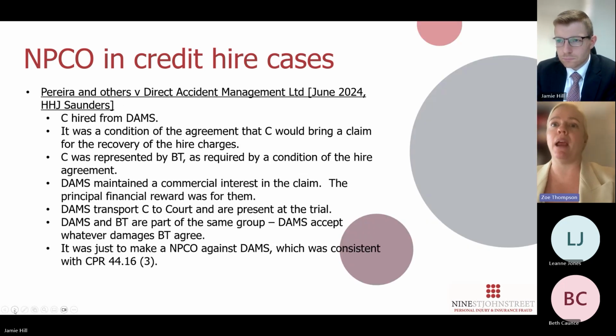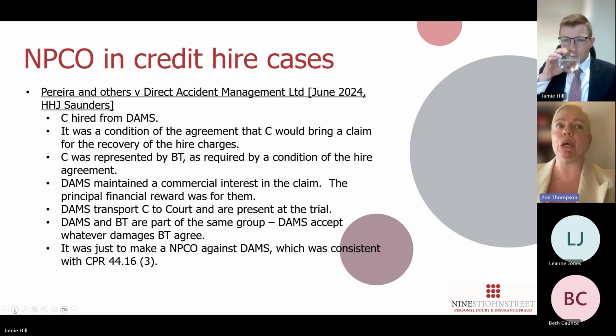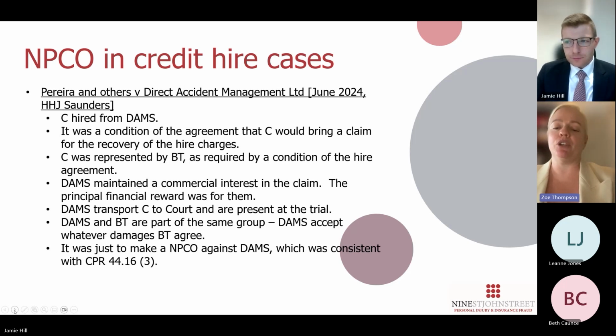this case, the Pereira case. So the Pereira case is very recent. It was a decision that specifically looked at the relationship between Bond Turner and DAMS, Direct Accident Management, and or McCAMS. And it specifically considered the commercial relationship between those two entities and the Adexo group, which is the larger group that basically owns both Bond Turner and DAMS.